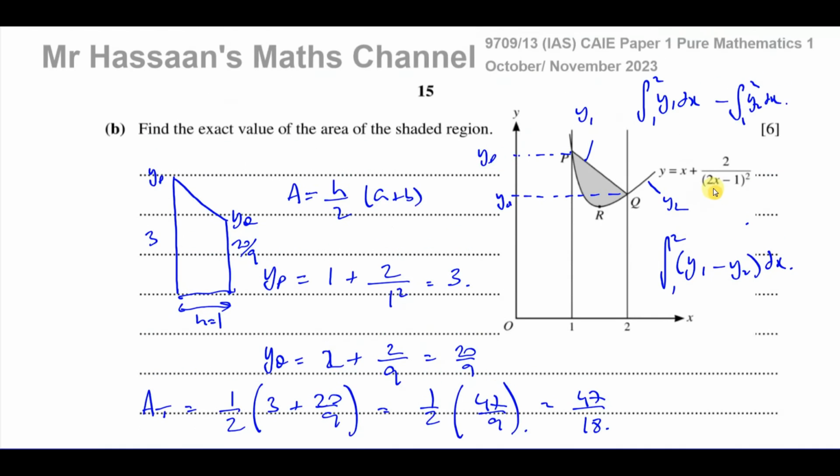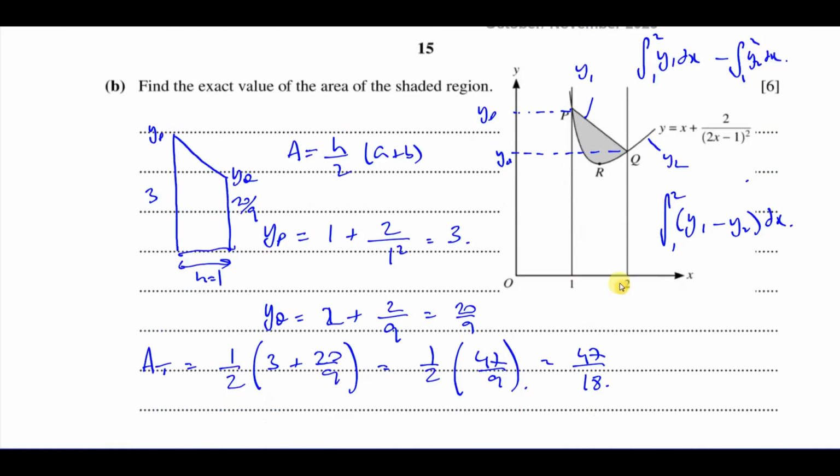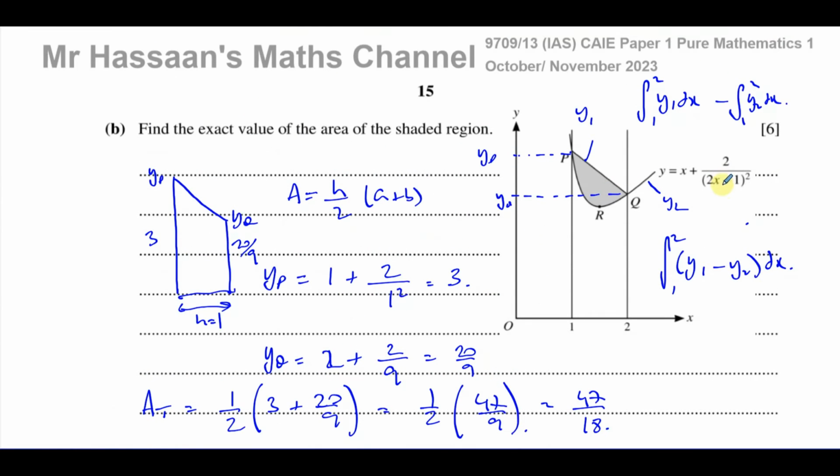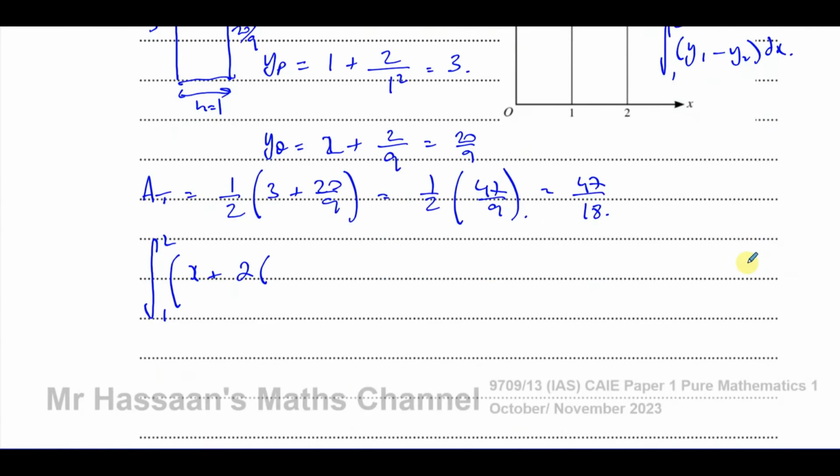Now we've got to find the area between the curve and the x-axis. So what I'm going to do is take our equation and integrate it between the limits of 1 and 2. The equation was x plus, and when we get it ready for integration, it will be 2 times 2x minus 1 to the power of minus 2. That's integrated now with respect to x, not differentiated, integrated. Don't mix the two things.